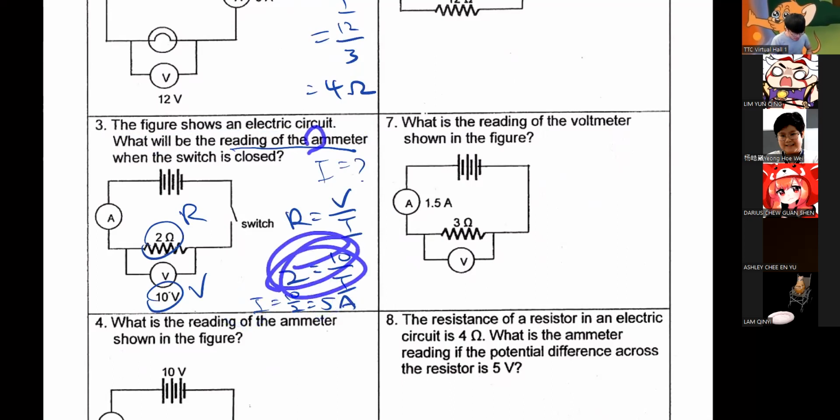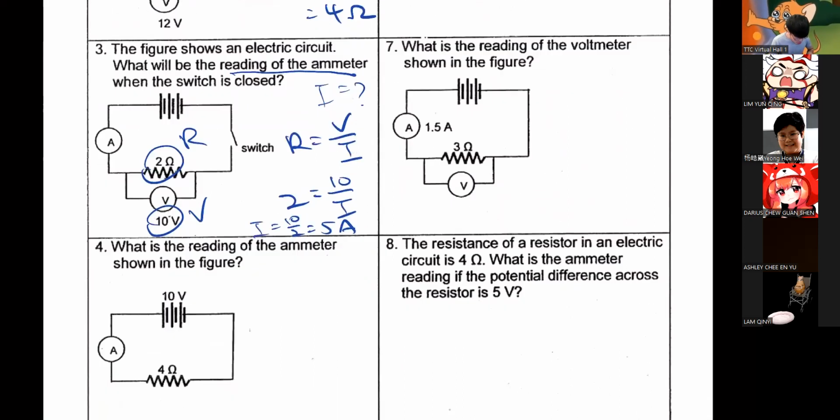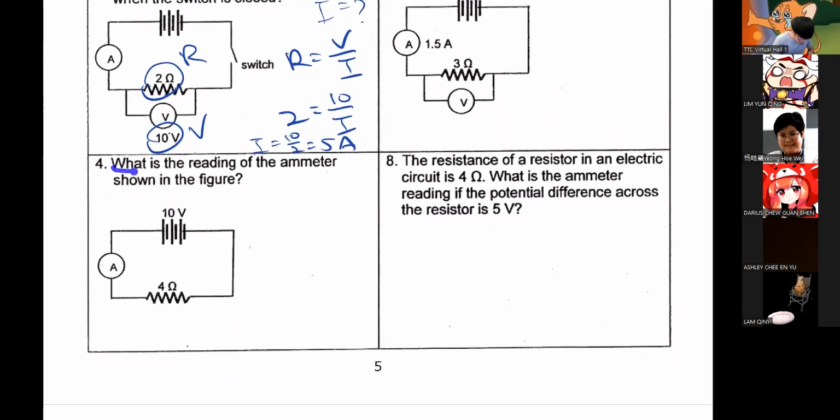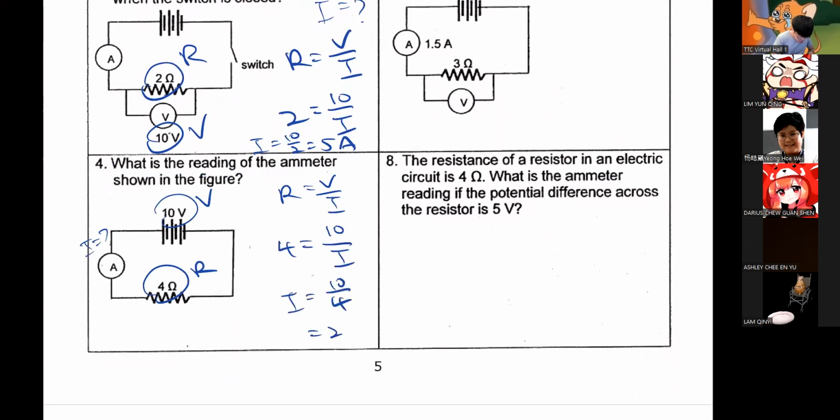So how do you turn this into this? This is maths, guys. 2 and I change place. This is your basic linear equation. Don't tell me you don't know how to do maths. So number 4, what is the reading of the ammeter? Same thing, they want the I. They give you the V, they give you the R. So R equals V over I. 4 equals 10 over I. So I equals 10 over 4. So you get 2.5A.